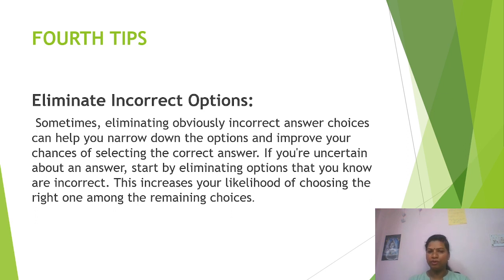If you are uncertain about the answer, start the elimination technique, because you know this one is incorrect. This increases your likelihood of choosing the right option. Practice the elimination technique. This is the best method. Definitely, you can choose one answer, B or C.